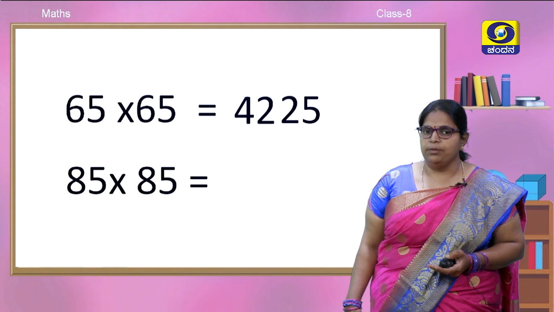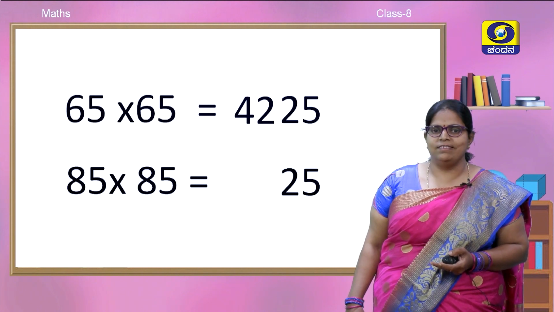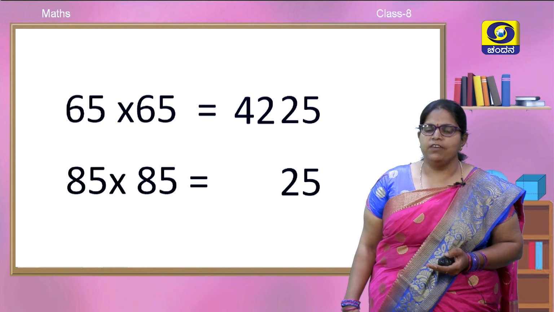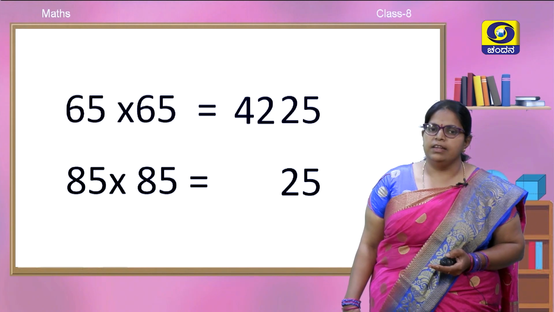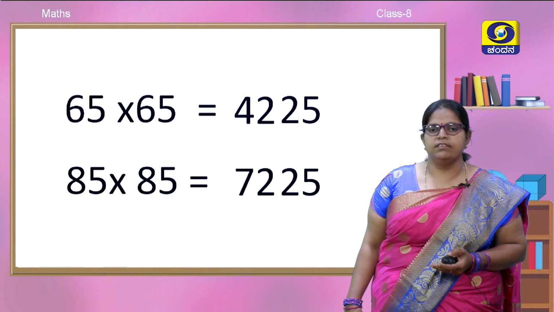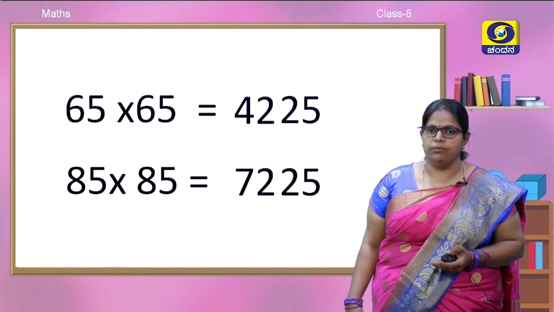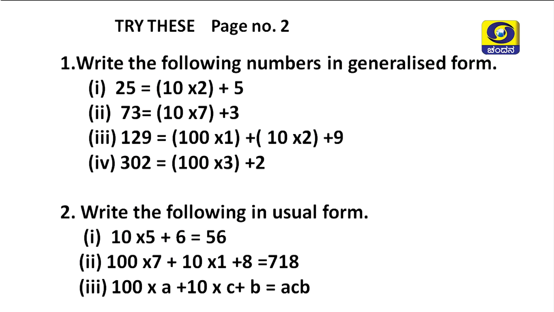Find the product of 85 into 85. Yes, once again you are right. 5 5s are 25. The next consecutive number of 8 is 9. Therefore, 8 9s are 72. Answer is 7225. Okay children, now check yesterday's homework and make corrections if any.